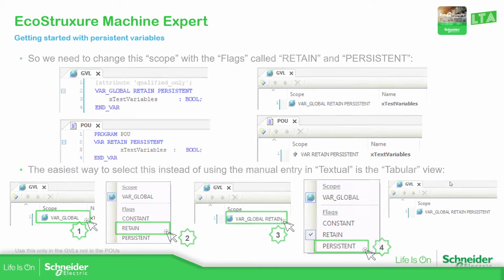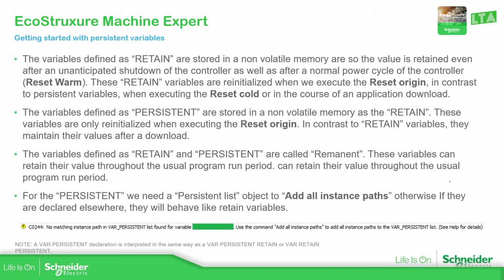Now what is retain, what is persistent? Some of this information is in the help, but basically what you need to do is to select retain persistent, and then add a specific object, like a persistent list object, and in the persistent list option we have an option to add all instance path.